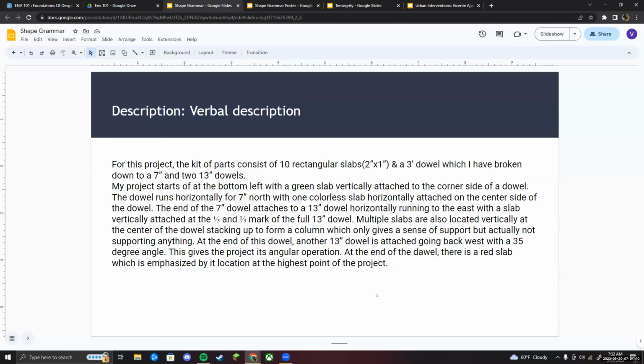Multiple slabs are also located vertically at the center of the dowel, stacking up to form a column, which only gives a sense of support, but actually isn't supporting anything. At the end of this dowel, another 13-inch dowel is attached going back west at a 35-degree angle. This gives the project its angular operation. And at the end of the dowel is the red slab.